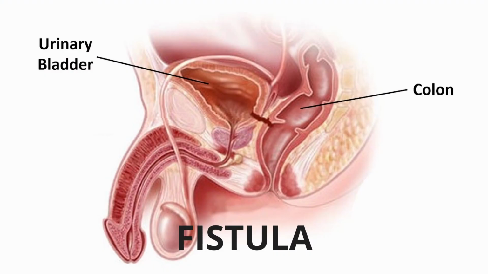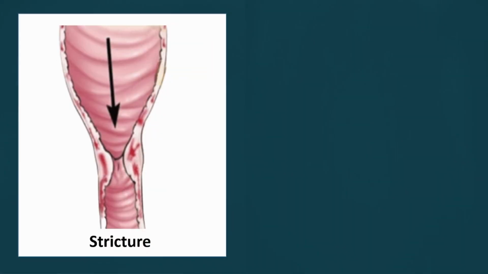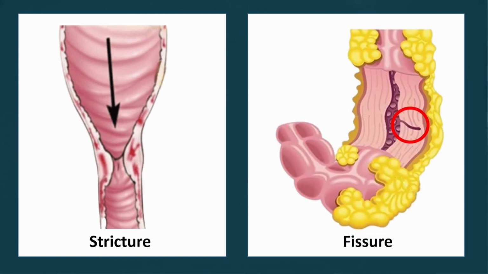Fistulas are abnormal connections between an organ, vessel, or intestine and another organ. In this illustration, the urinary bladder and the colon have a fistula connecting them together. This is known as enterovesical fistula. Strictures are narrowing or constriction of the lumen of a tube, duct, or hollow organ such as the intestines. Fissures are breaks or slits in tissue, usually at the junction of skin and mucous membrane. Common causes of intestinal fissures include constipation and straining or passing hard or large stools during a bowel movement.